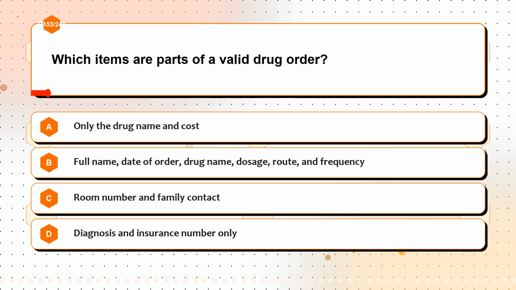Question 153. Which items are parts of a valid drug order? Here are the options. Option A, only the drug name and cost. Option B, full name, date of order, drug name, dosage, route, and frequency. Option C, room number and family contact. Option D, diagnosis and insurance number only.